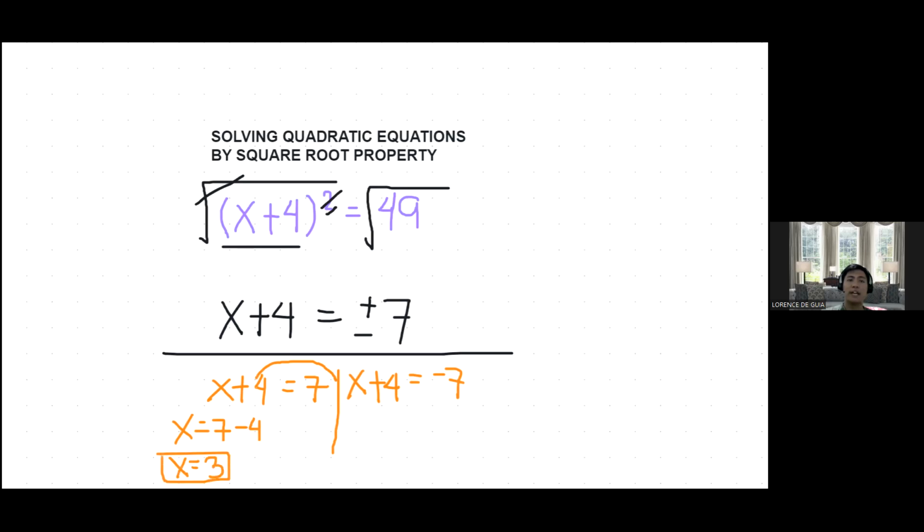Next, we have x plus 4 equals negative 7, and by transposing positive 4 to the other side of the equation, it will become negative 4. Now we have the value of x is equal to negative 7 minus 4. It is negative 11. So the two values of our x that will satisfy our equation are x equals 3 and x equals negative 11. Let's try to check if it will really satisfy our equation.